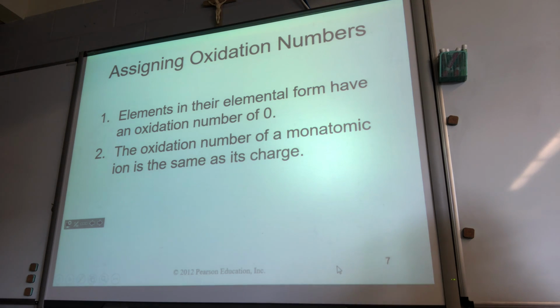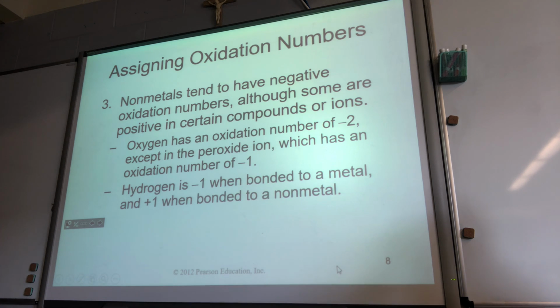Our next step is to talk about oxygen. Nonmetals are going to tend to have negative oxidation numbers, and oxygen is usually a -2, except for that one peroxide ion, where it can have a charge of -1.